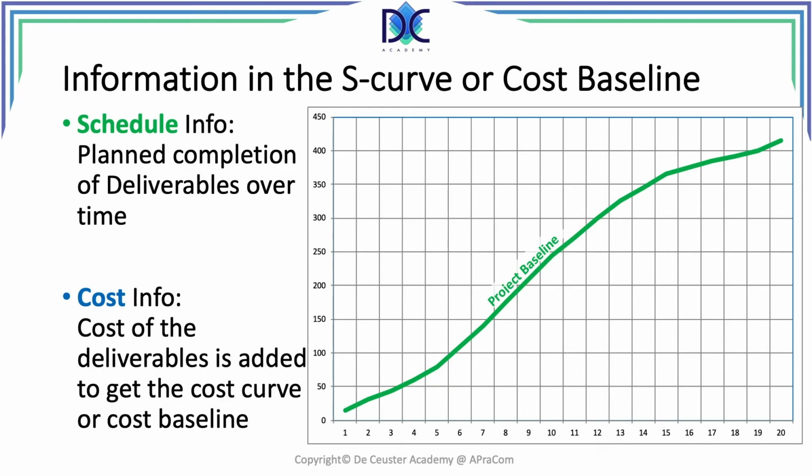This project baseline combines, in fact, two pieces of information. The first is the schedule. How do we plan to complete the deliverables? And the second information relates to how much do we think it will cost to complete these deliverables.